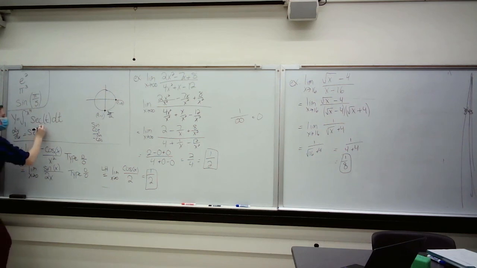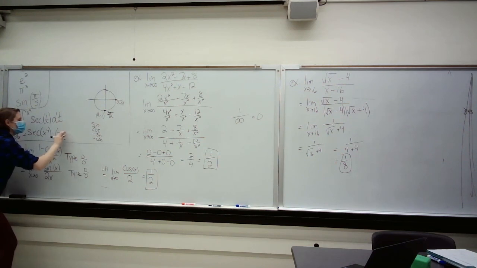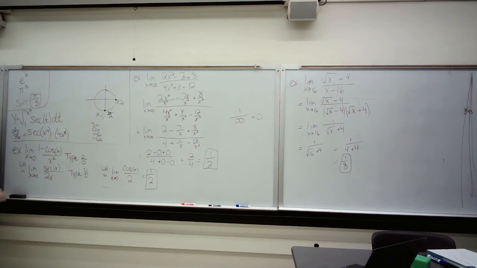secant, plugging in my function here, times just the derivative of my function, so 4x cubed. But if this is just a plain x here, it's just secant x. So that's part one of my fundamental theorem of calculus.